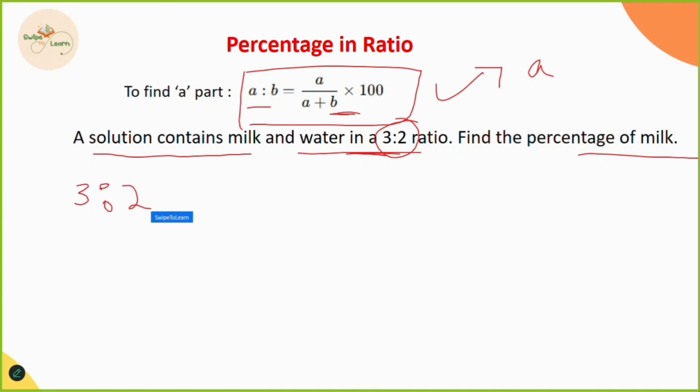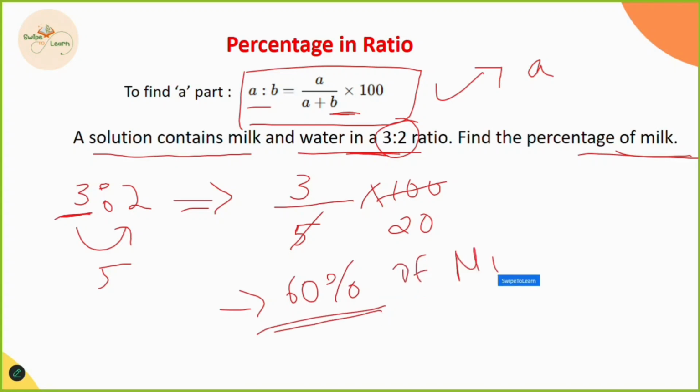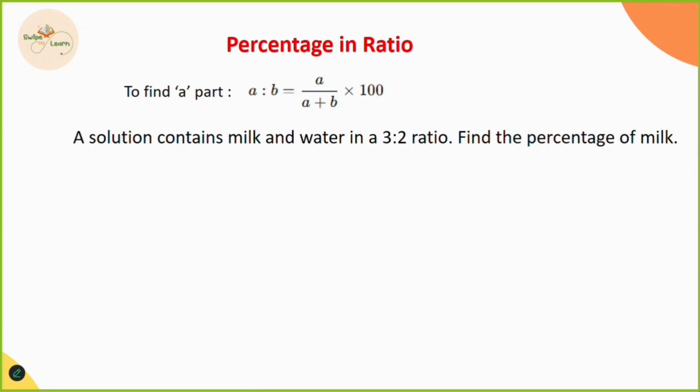Now you have to calculate the percentage of milk. That means you have to calculate the milk percent. That equals the milk ratio, which is 3, divided by the total ratio, which is 3 plus 2, which is 5. 5 into 100: 5 ones are 5, 5 twenties are 100. 3 twenties are 60. So that is 60%. So the solution contains 60% of milk. So in the entire mixture, there is 60% of milk in that ratio.